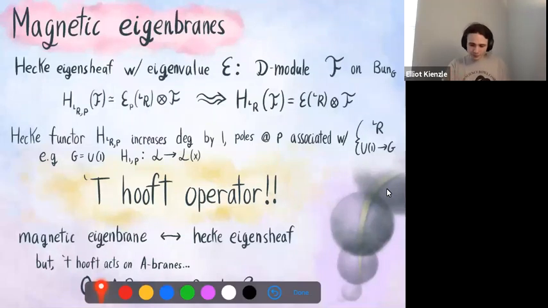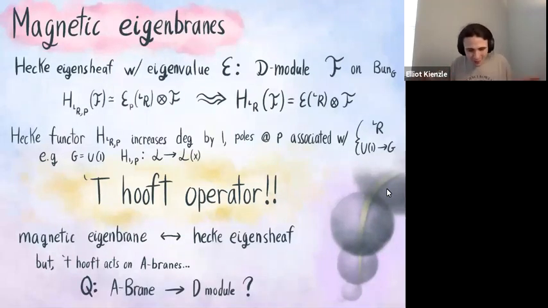Now, it's not quite this cut and dry, because the Hooft operator actually acts on A branes. It doesn't act on D modules. So to make this precise, we need to find a way to get from an A brane to a D module. Okay, and the way we do that is actually pretty cool.